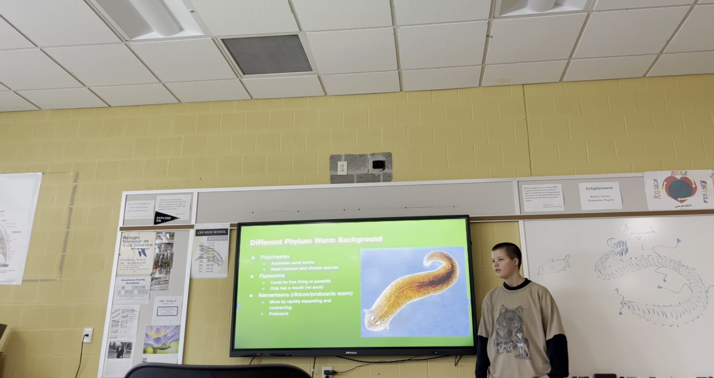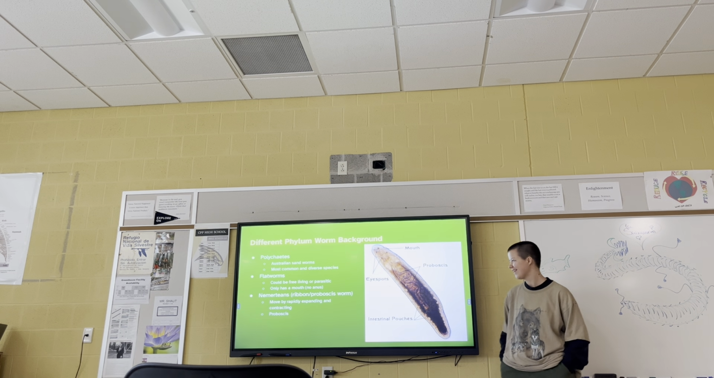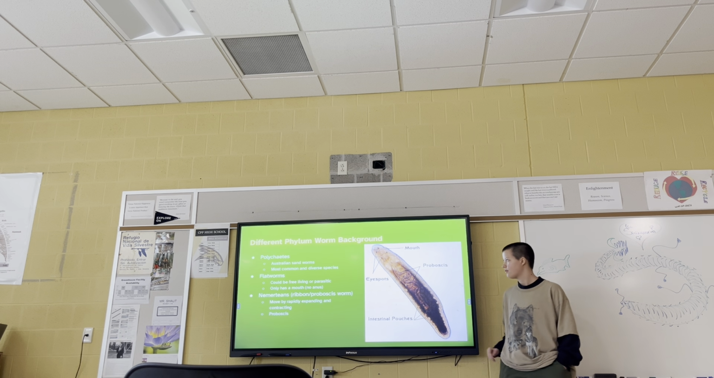And then the next one is the Nemerteans, that are basically the same. They're very similar, except they have an anus, and they're more three-dimensional. They're also called ribbon and proboscis worms because they have proboscises, and they move in a contracting motion.